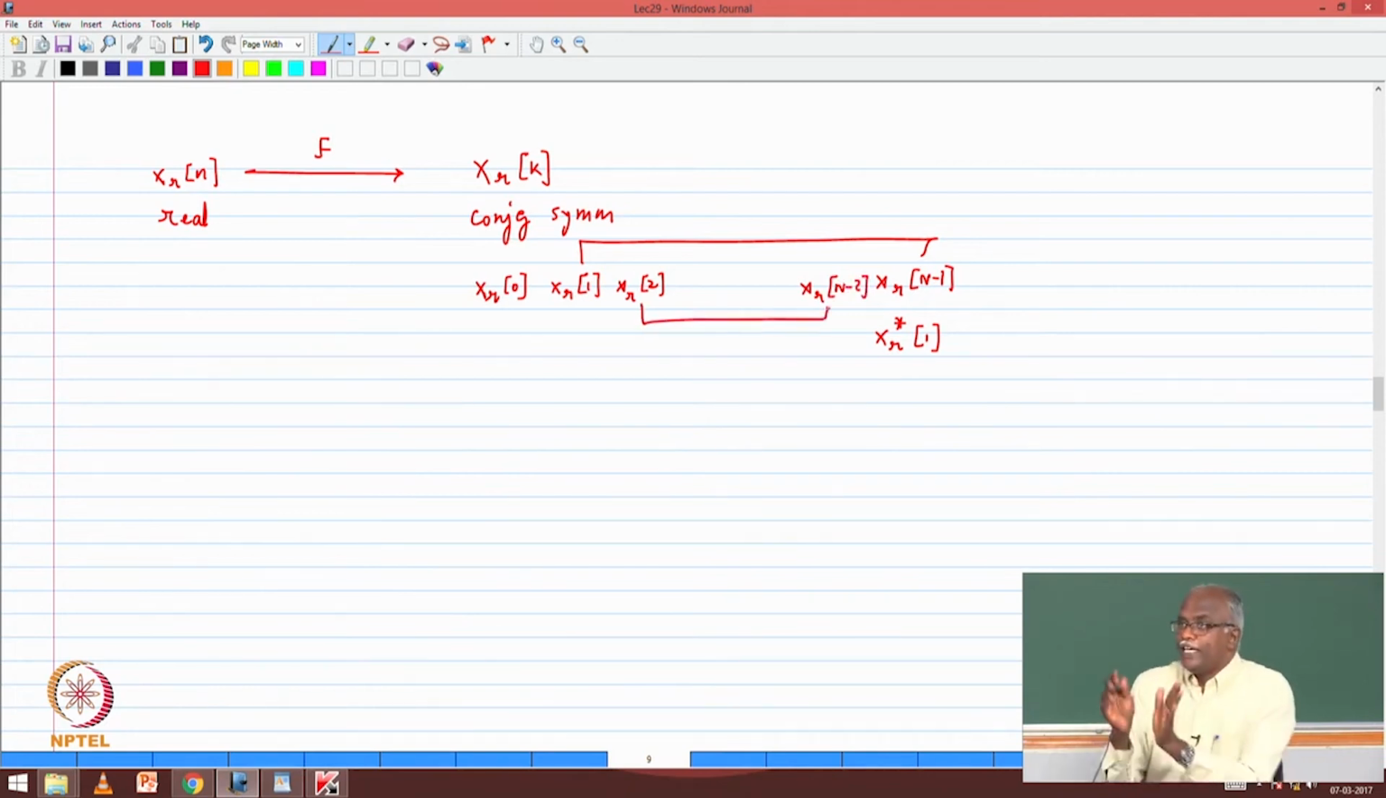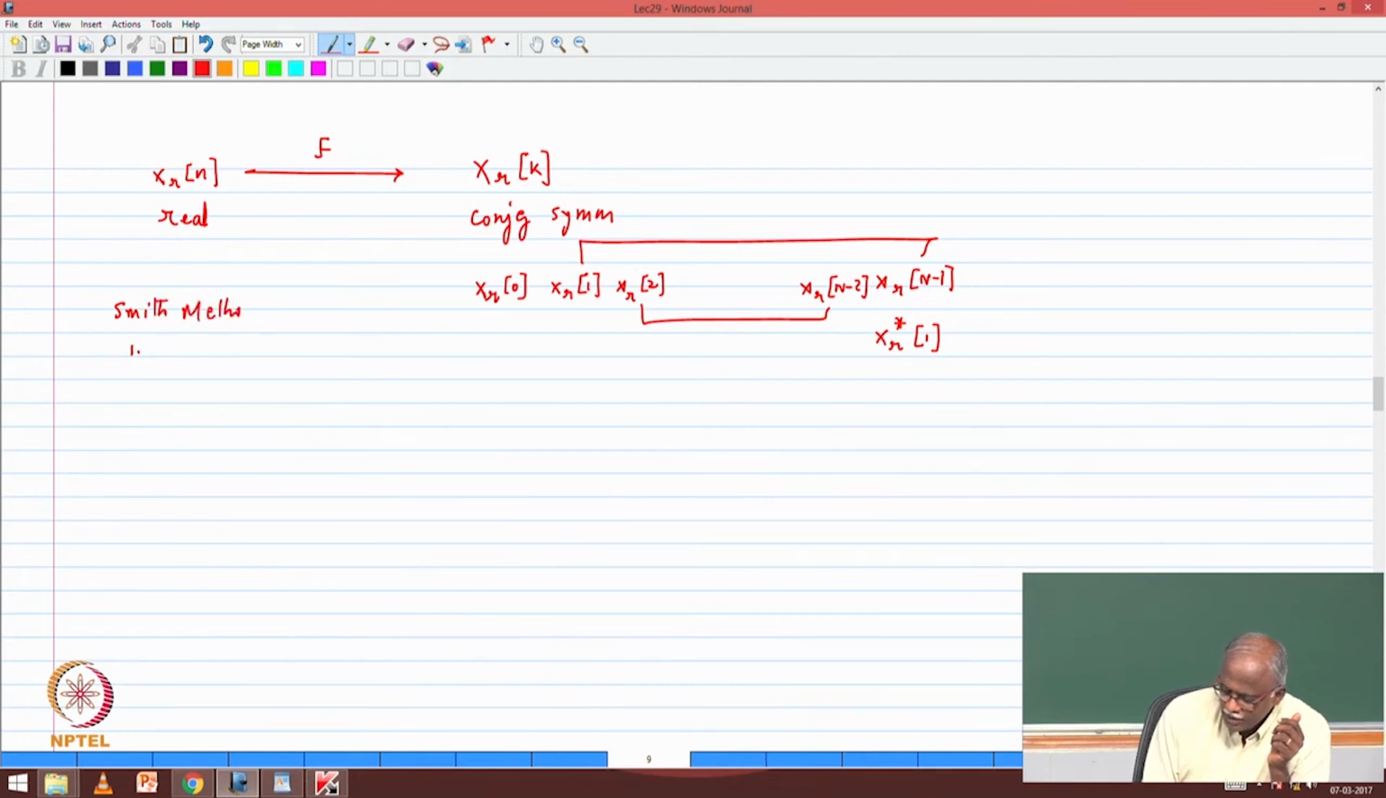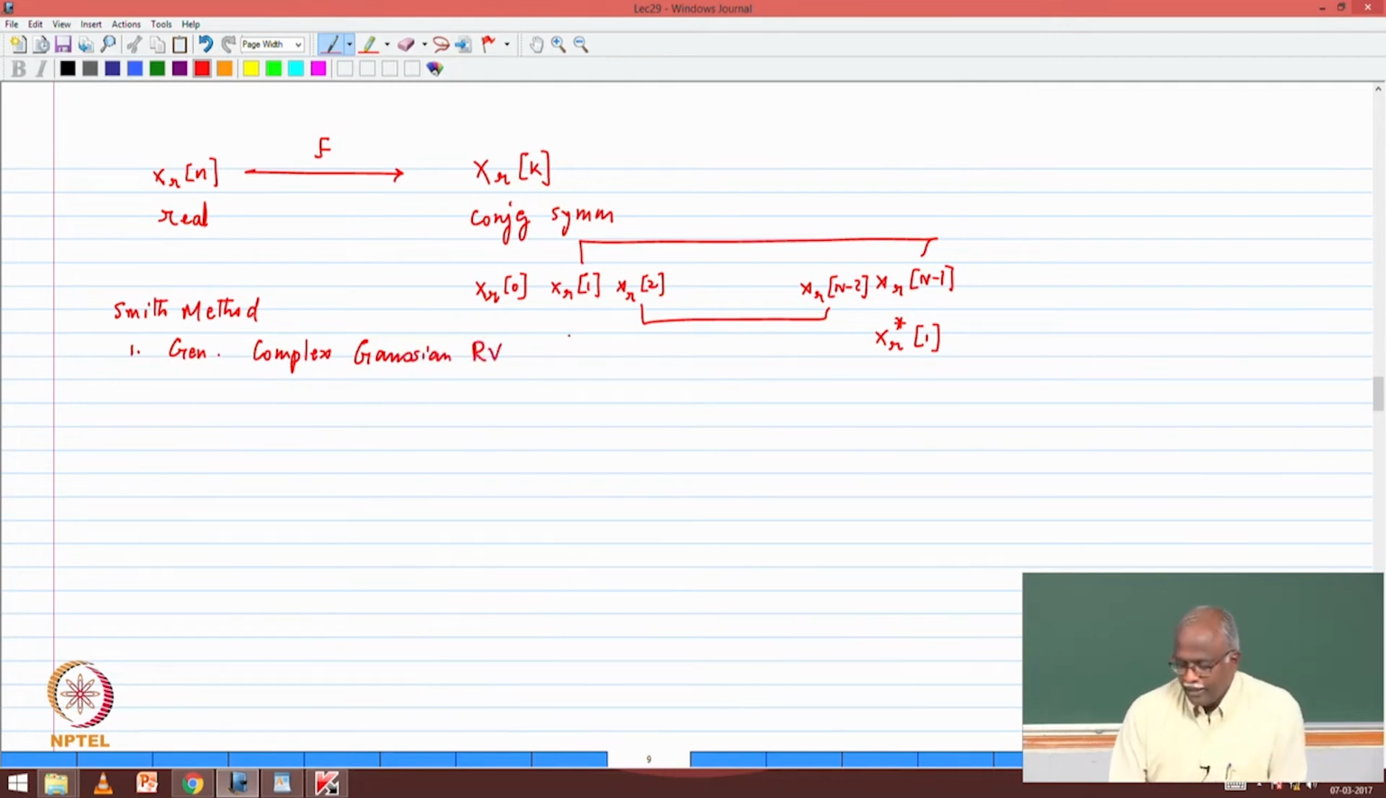So basically you must ensure conjugate symmetry is present, so that when you do the inverse Fourier transform you will get a real sequence. But apart from this, this is very simple. You just generate directly the complex Gaussian random variables. So the Smith method says generate complex Gaussian random variables in the frequency domain. Okay.